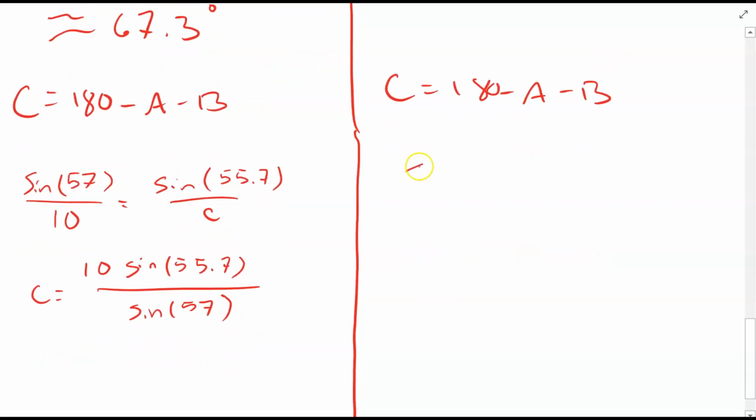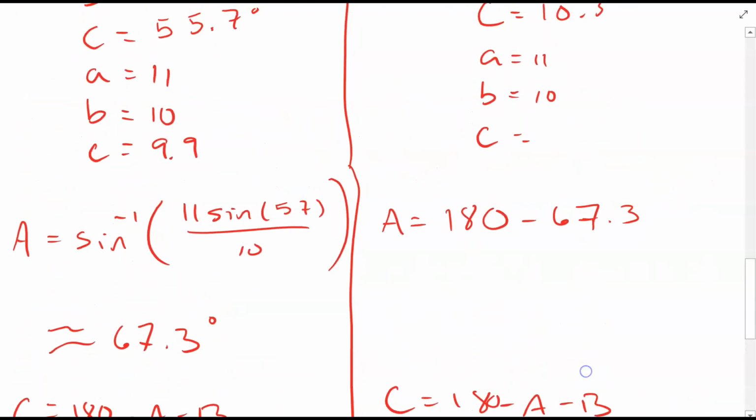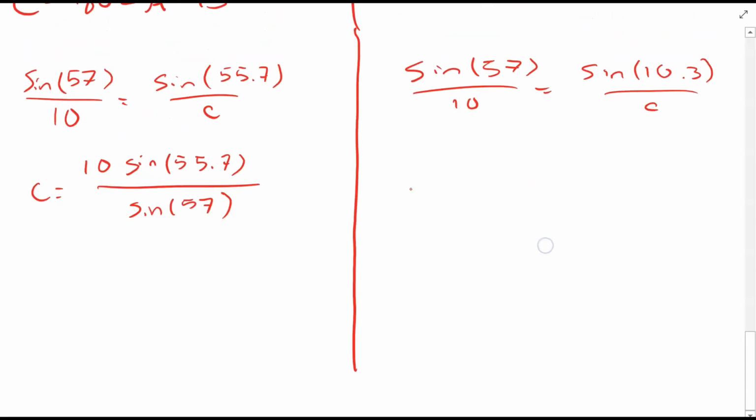And similarly, for this triangle, I'm doing the same thing. It's 10.3, I think. Let me check real quick. Yeah. And when I cross multiply and divide, I get here 2.1.